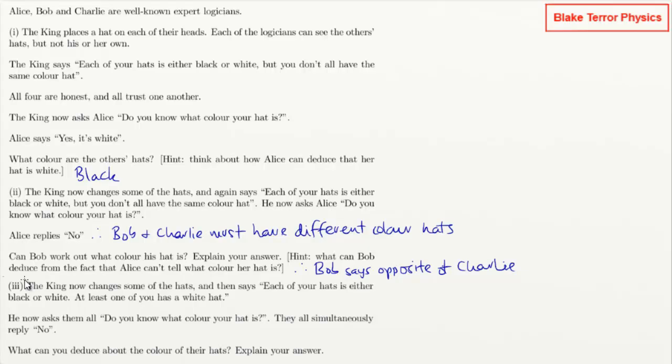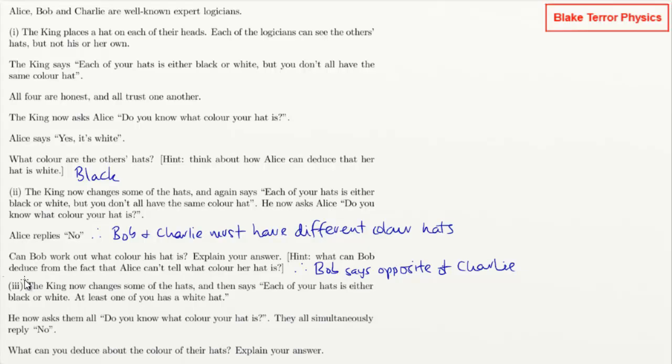Part 3, the king now changes some of the hats. He then says, each of your hats is either black or white. At least one of you has a white hat. So he hasn't said anything about black hats. He now asks them all, do you know what colour your hat is? They all simultaneously reply no. So what can you deduce about the colour of their hats?